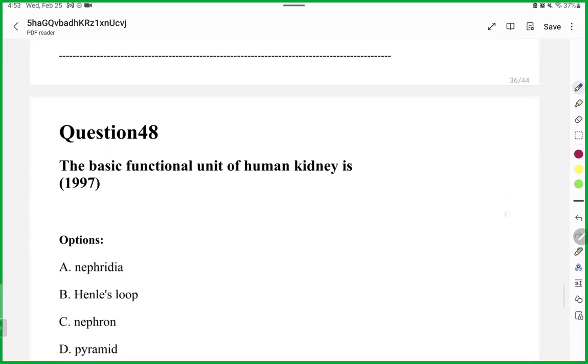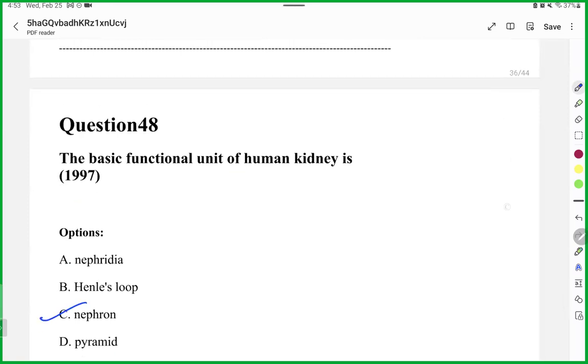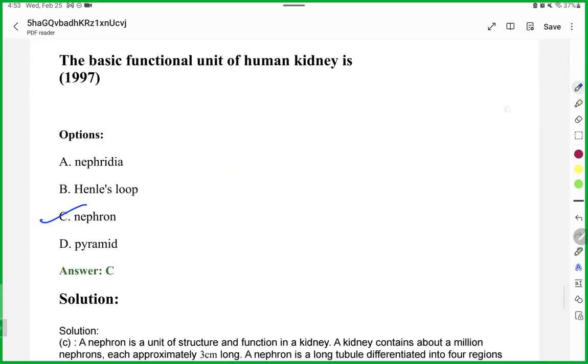Basic functional unit of human kidney. Very tough question. Very difficult.